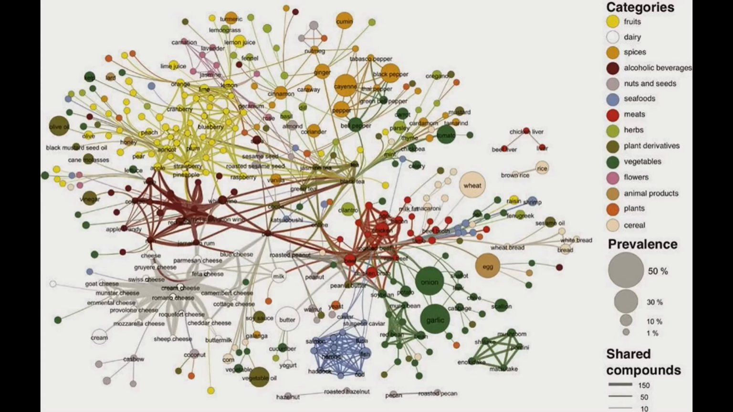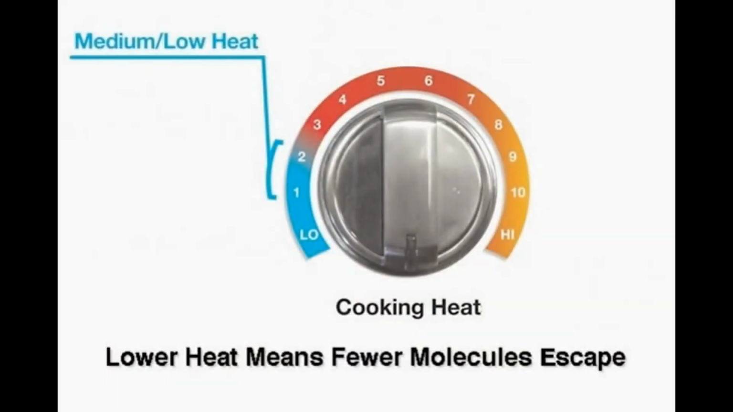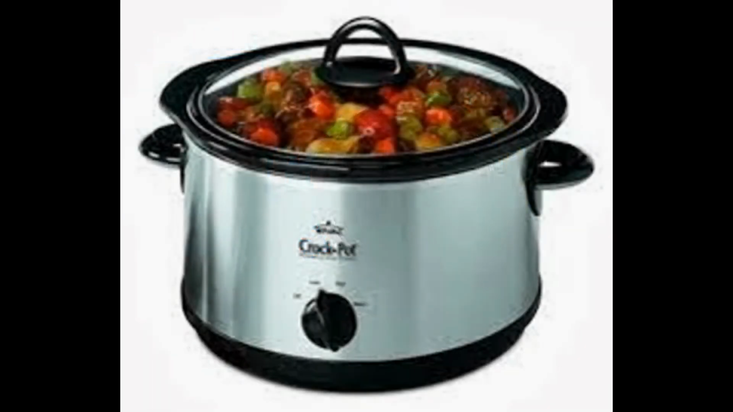So, we try to avoid these problems by using the lowest temperature that we can. That'll minimize side reactions, and flavor molecules will be prevented from escaping. And just to be extra safe, we'll keep a lid on it. Does that sound like a cooking process you've heard of? Yes, a crock pot. Now you have the opposite problem in most instances.